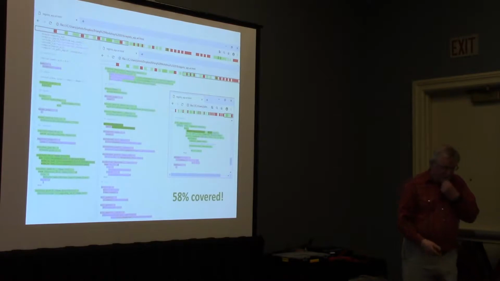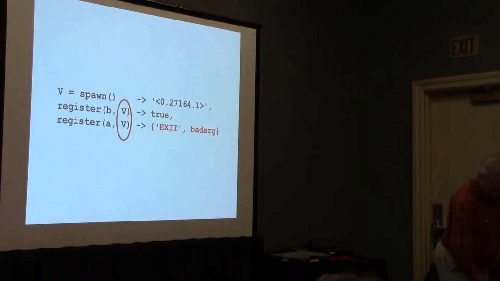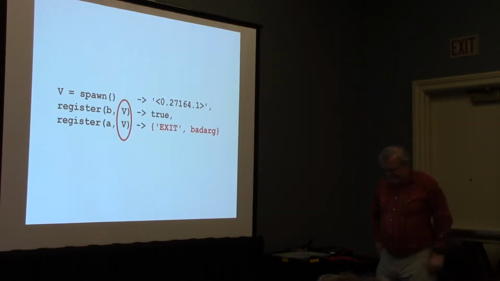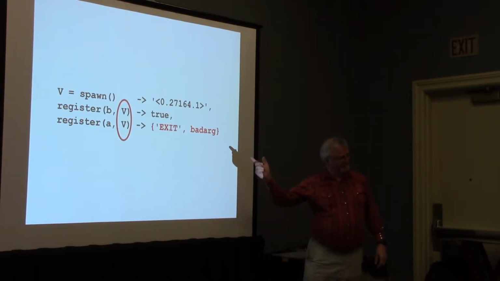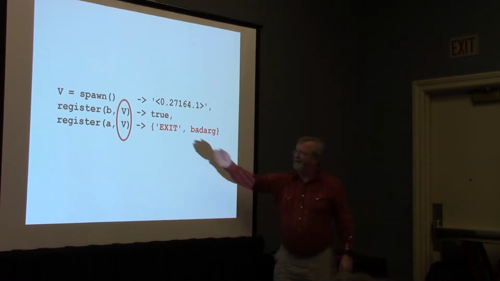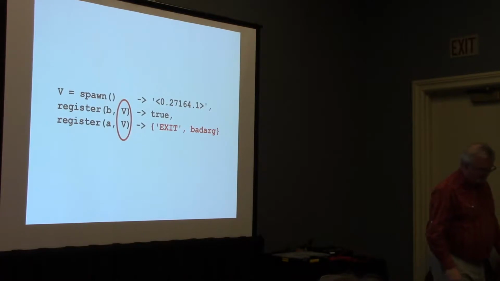But of course, one example isn't enough to tell us all we want to know about how these functions behave, so let's look at a few more. Here's one. You can register processes, certainly, but you better not register them twice. Because if you do, the second call to register will raise an exception. And I'm showing that just by giving exit bad arg as the result, but it represents an exception. So don't register the same PID twice.